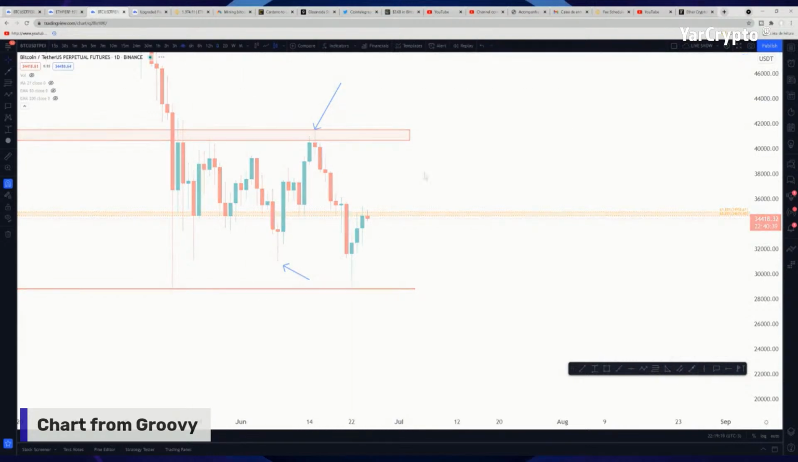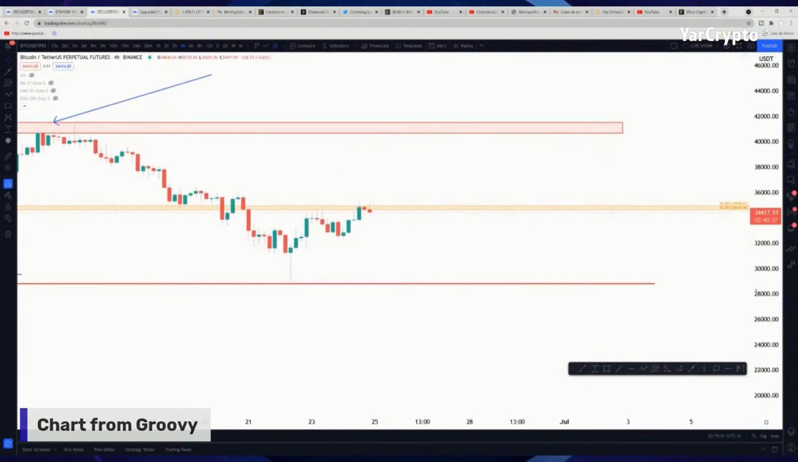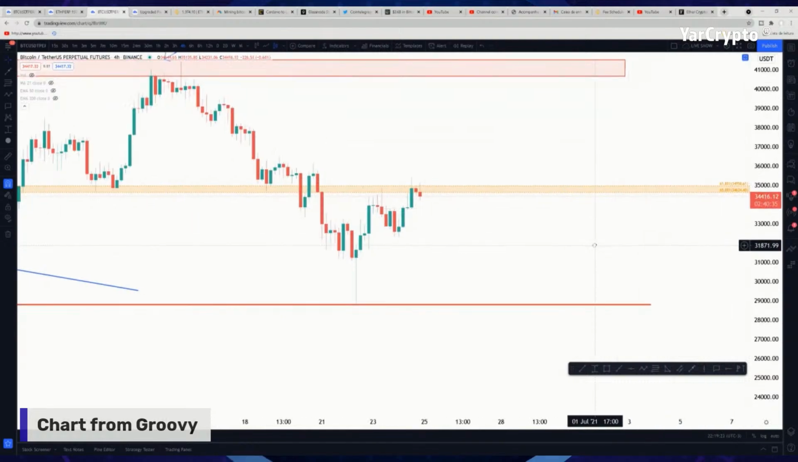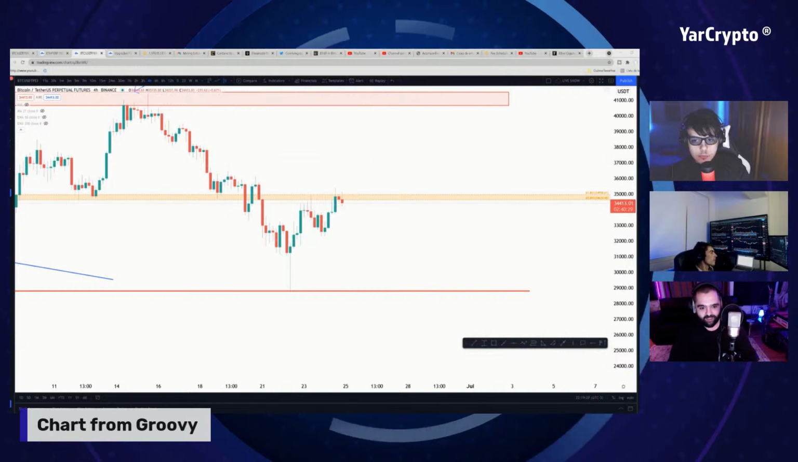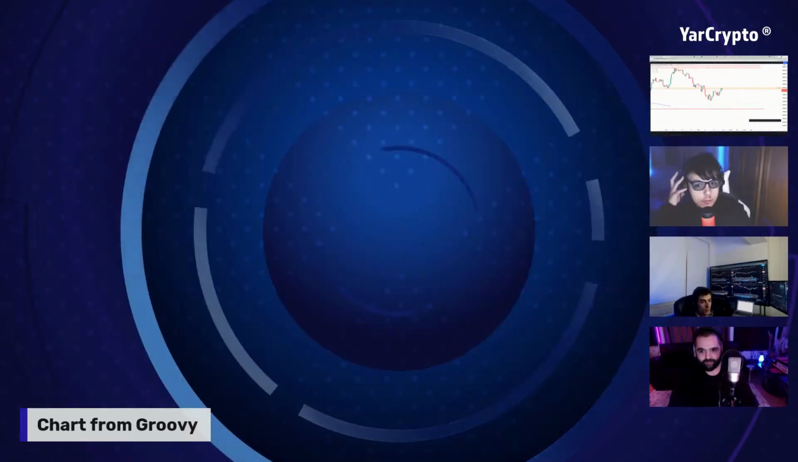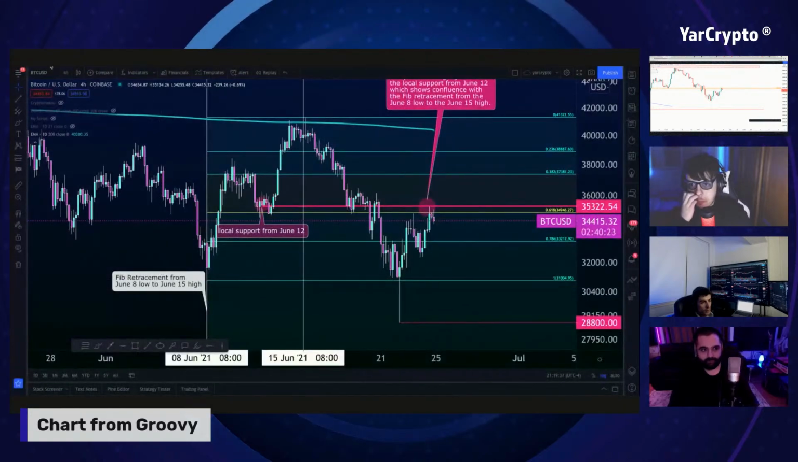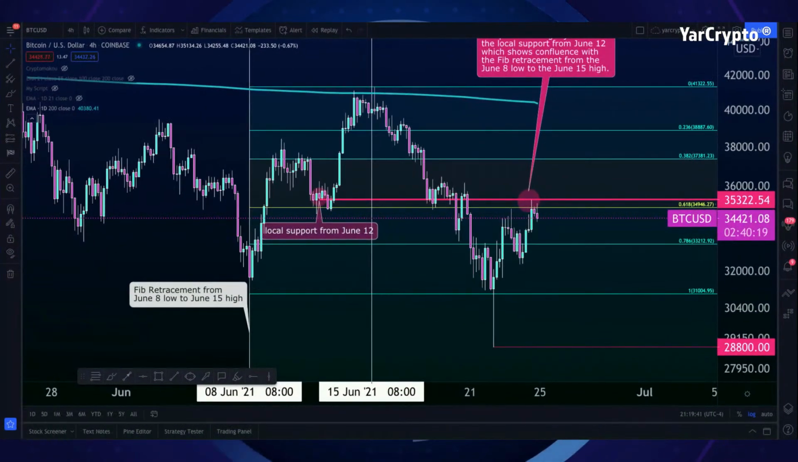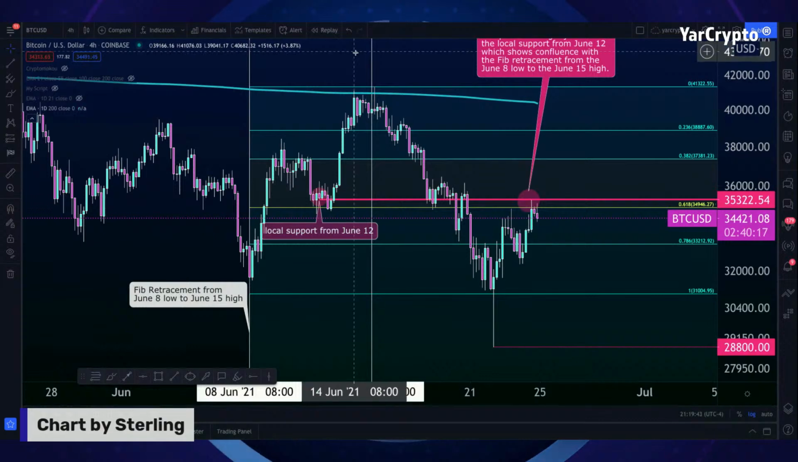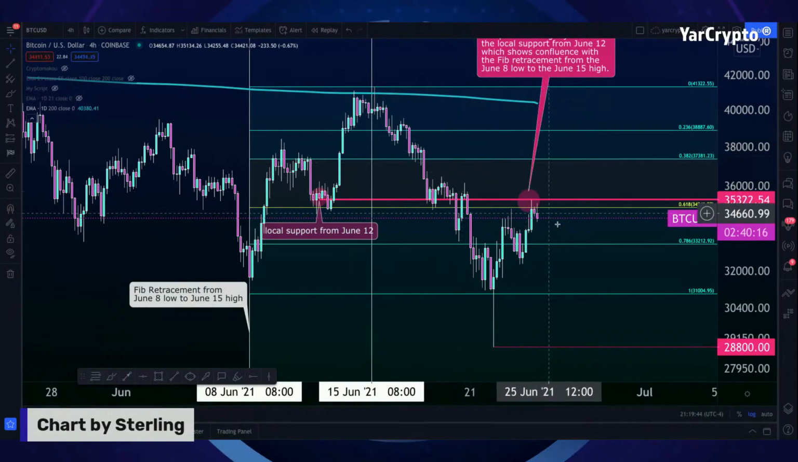I'll just throw my chart up real quick before we wrap this thing up, because I can kind of go off right what Groovy was saying. I'm seeing quite a bit of rejection on my end. So let me just get my chart open for you guys. Yep, no problem. All right. So as you can see, guys, I'm seeing something very similar.